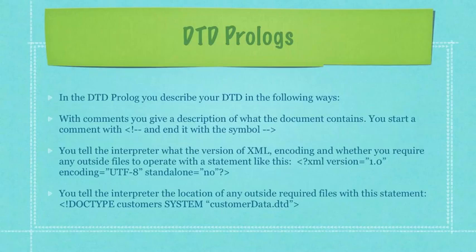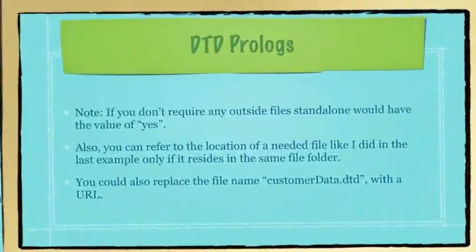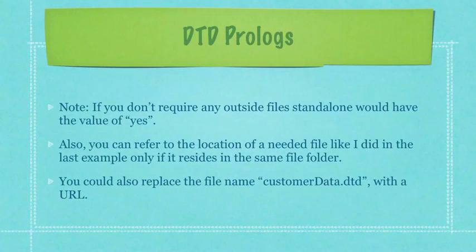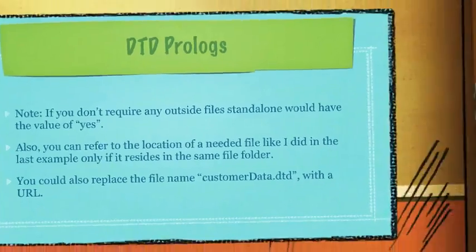You tell the interpreter what version, encoding, and whether you require any outside files to operate with a statement like this. You tell the interpreter the location of any outside required files with the following statement that I have here. Note, if you don't require any outside files, standalone would have the value of yes. Also, you can refer to the location of a needed file like I did in the last example, only if it resides in the same file folder. You could also replace the file name customer data.dtd with a URL pointing at a DTD.